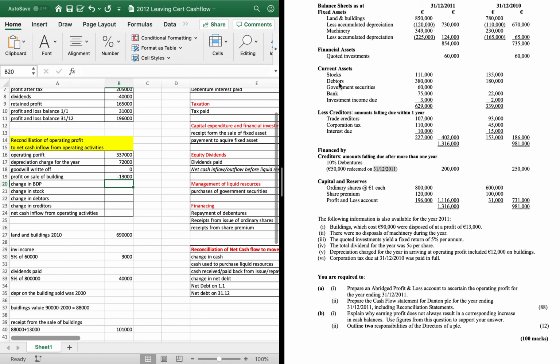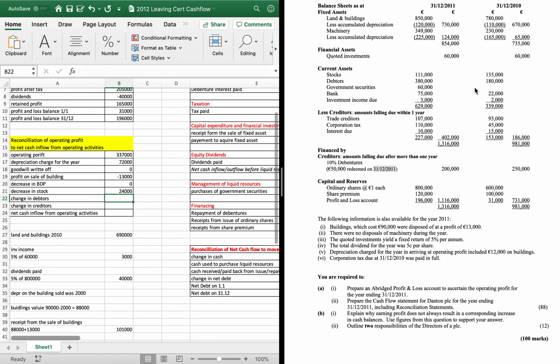Bad debt provision, there was none. So there is no change in bad debt provision. What about a change in stock? So stock has gone down. So a decrease in stock, remember, increases our cash. So they're always the exact opposite. So the stock has gone from 135 to 111. So that's 24,000. So decrease in stock is an increase in cash. We've sold stock, so we've gotten cash in.